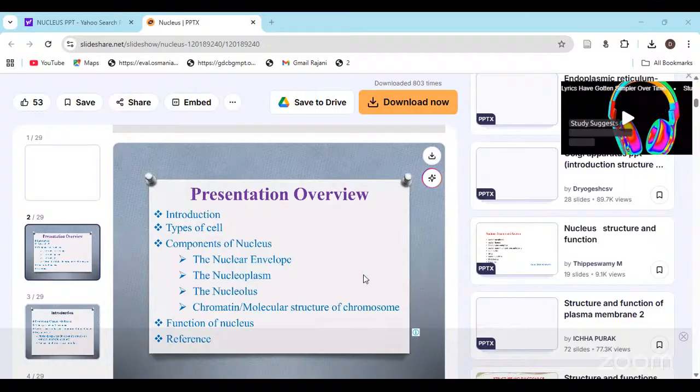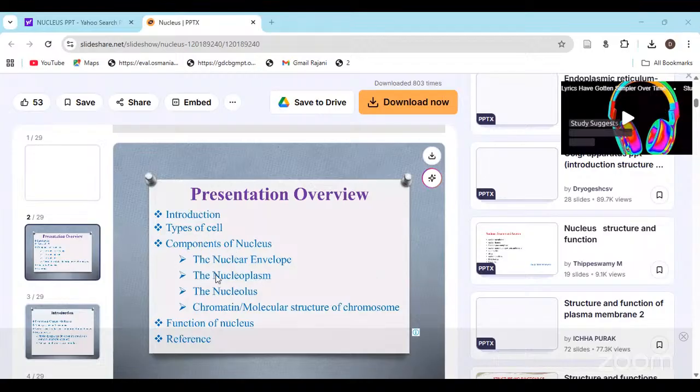It was the first cell organelle to be discovered. It is a membrane-bound organelle found in the eukaryotic cell. The main functions of the nucleus are to maintain the integrity of genes and to control the activities of the cell by regulation of gene expression.